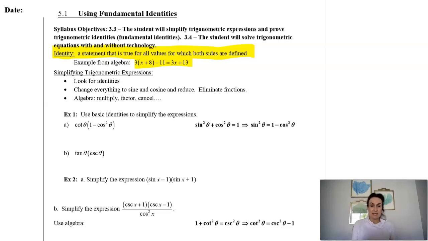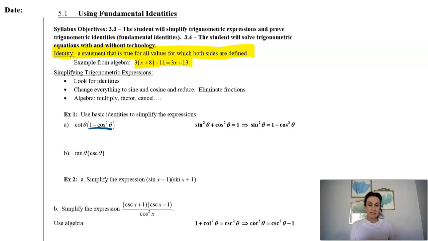So let's start with example 1. Use the basic identity to simplify the expression. So we use these identities to simplify. So we know 1 minus cosine squared theta. Whenever you see squareds, I want you to think of the Pythagorean identities. Now, one of the most used Pythagorean identities is sine squared plus cosine squared equals 1.